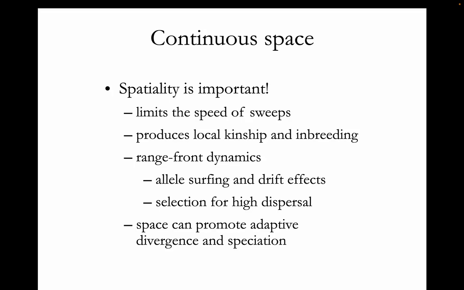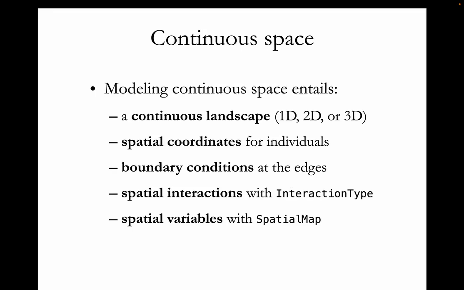It produces local kinship and inbreeding. There are fascinating range-front dynamics going on, such as allele surfing and drift effects, as well as selection for high dispersal. And we know, of course, that space can promote local adaptation, adaptive divergence, and even speciation. So we need to be thinking about spatiality, and in some cases at least, we need to be including it in our models. SLiM provides lots of tools for that.